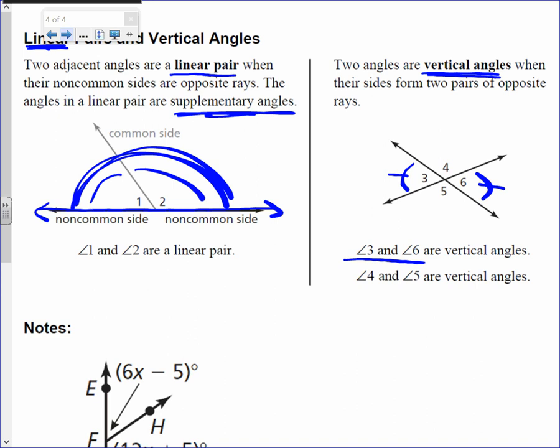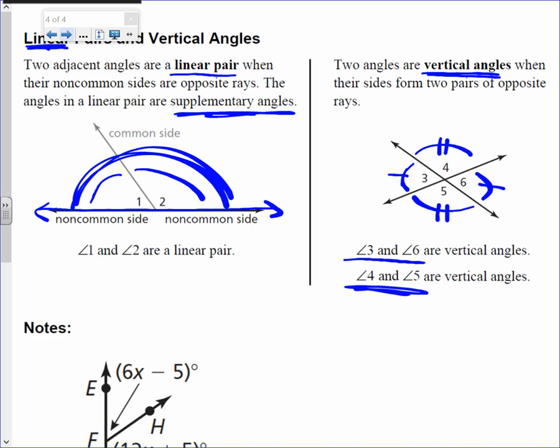And look at there's two intersecting lines. And look at this. 4 and 5 are also vertical. Go put an arc here on 4 and 5 and put a double hash mark. Whenever you see the same amount of hash marks, that communicates that those angles are the same measure, the same degrees. Go ahead and add that to your picture there. So those are vertical angles. They're formed when two lines intersect.